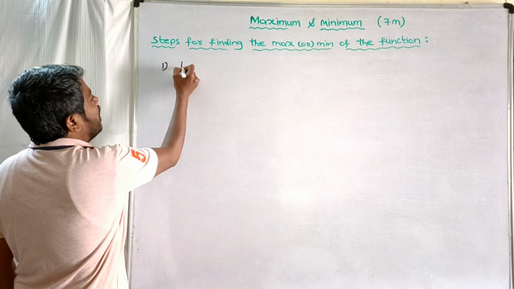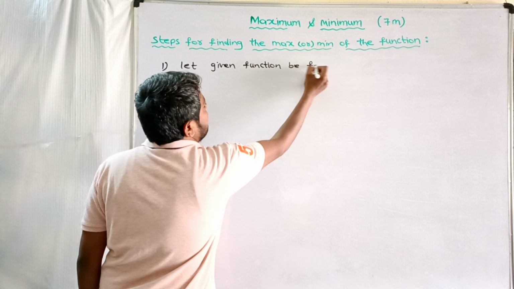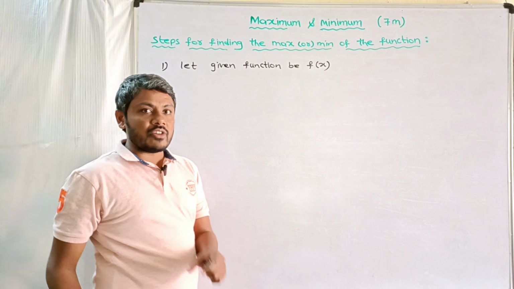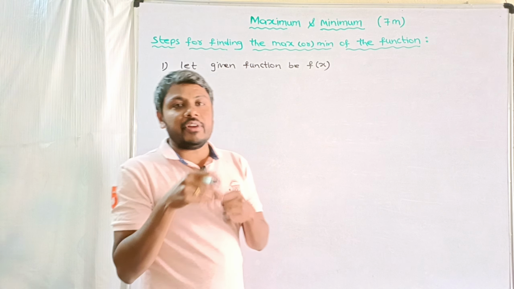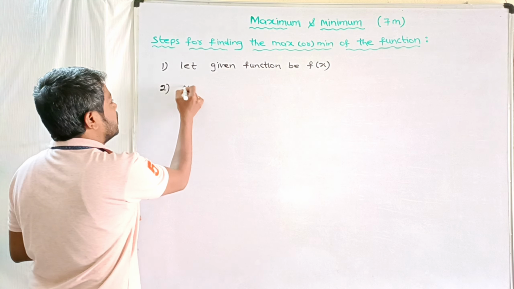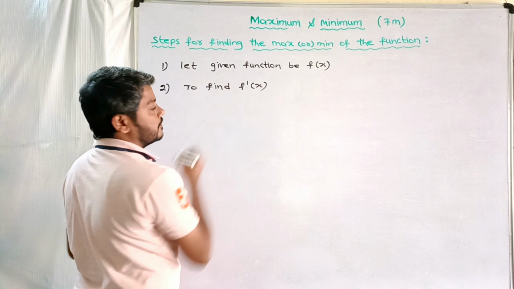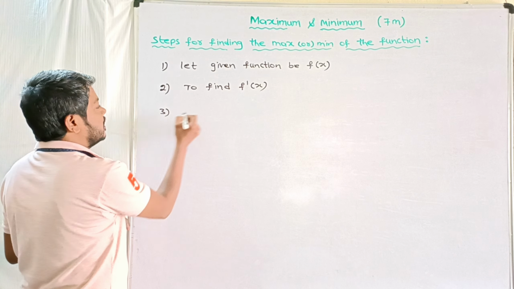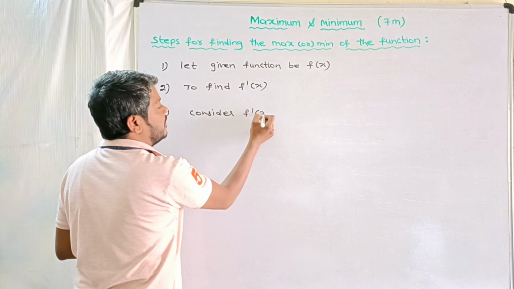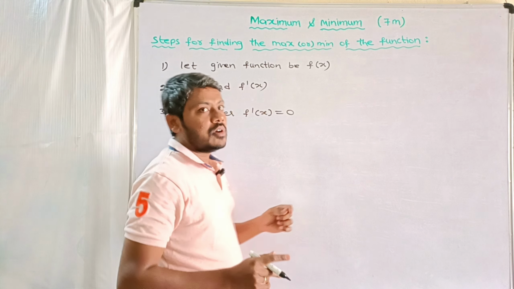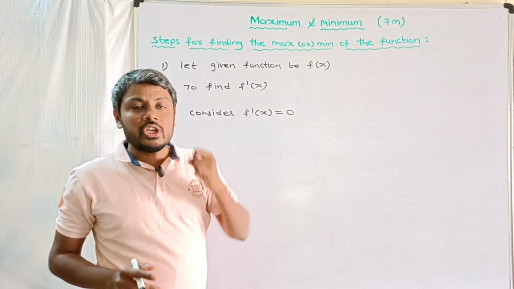The first step, let the given function be f of x. So this is the first step. And the second step, find the first derivative of the given function, to find f dash of x. And the third step, consider the first derivative as 0, meaning f dash of x equals 0. For minimum or maximum, we can write the first derivative of the function is 0.